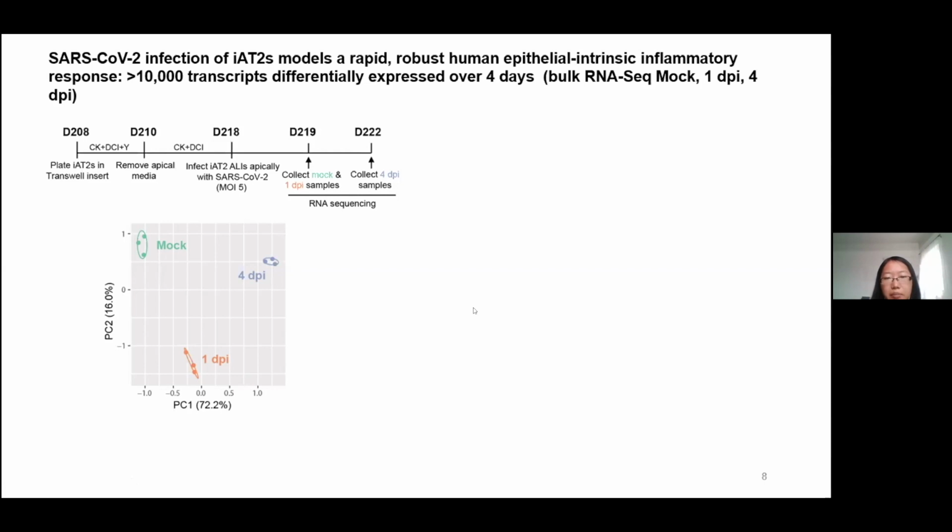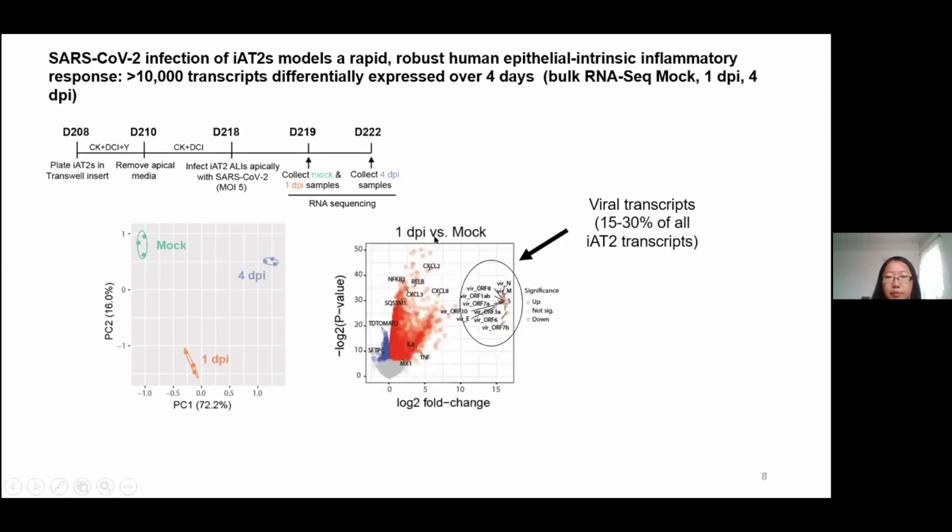And just a volcano plot here showing you a 1 day post-infection sample versus mock to show that in this particular sample, there's an increase in the viral transcripts as shown here, which make up 15 to 30% of all the iAT2 transcripts.